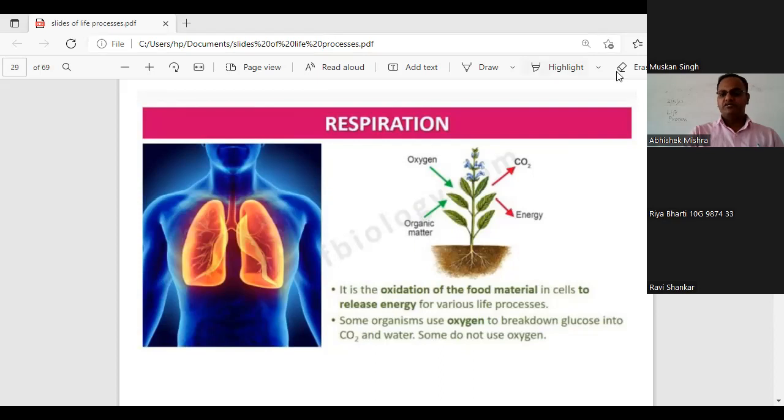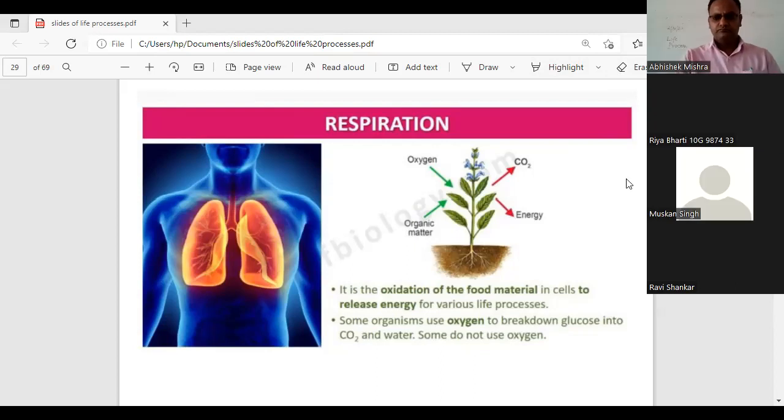Yes. Okay, Muskan raised his hand. Okay, Muskan, you can unmute yourself. Yes, sir. Yes, assimilation, Muskan. It is a process of utilization of energy from digested food by the cells.